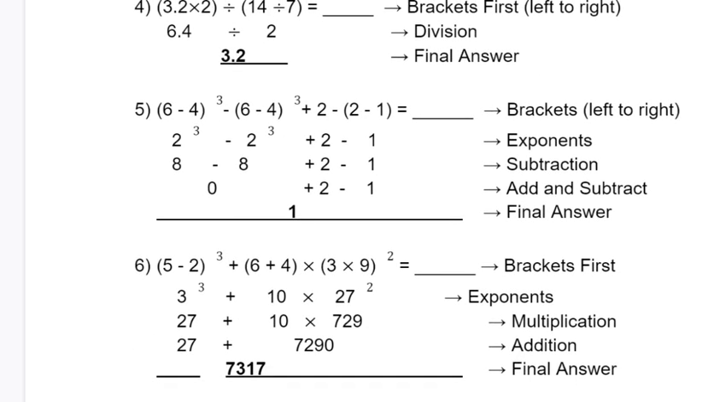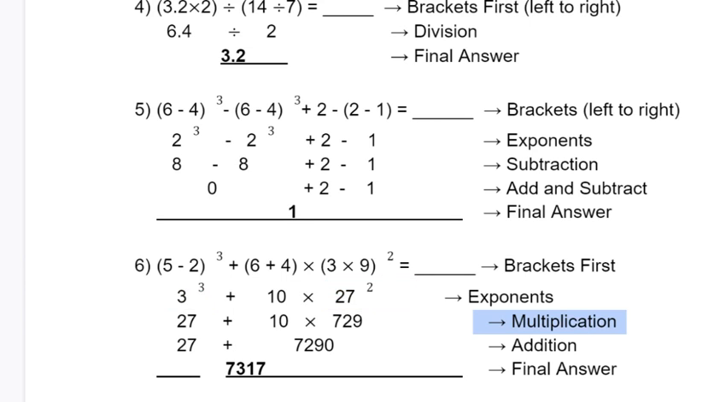And then looking at this example, again, brackets first. So we're going to do 5 minus 2, 3, 6 plus 4 is 10, and 3 times 9 is 27. You bring down the exponents, you bring down the operation signs, and then you do the exponents. So it's 3 to the power of 3 is 27, and then 27 to the power of 2 is 729.